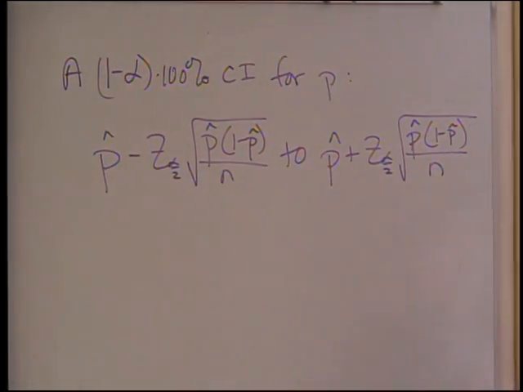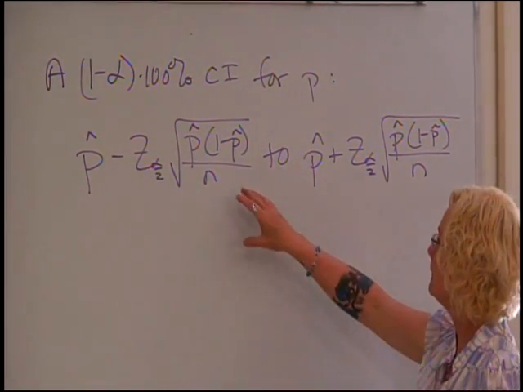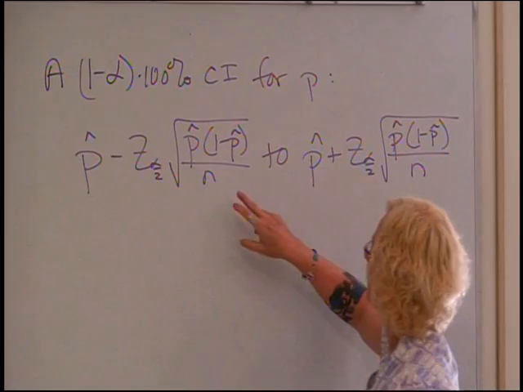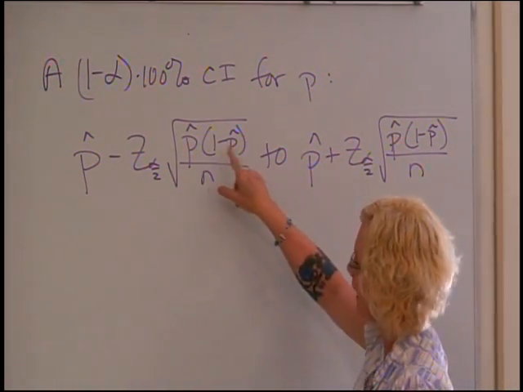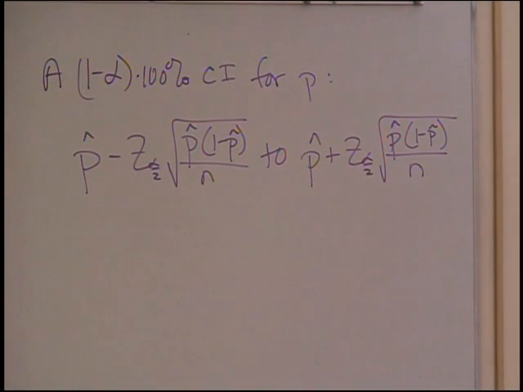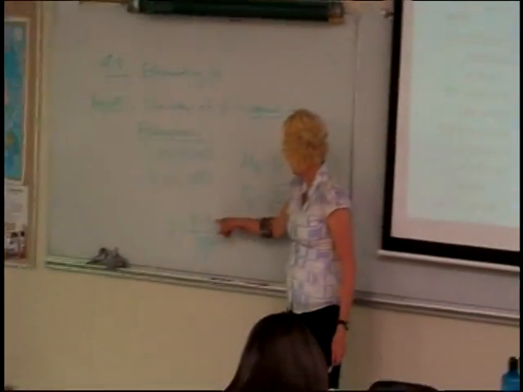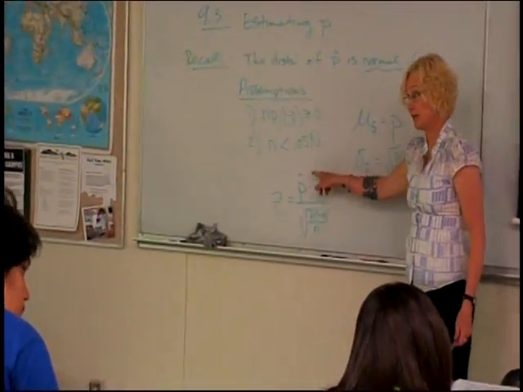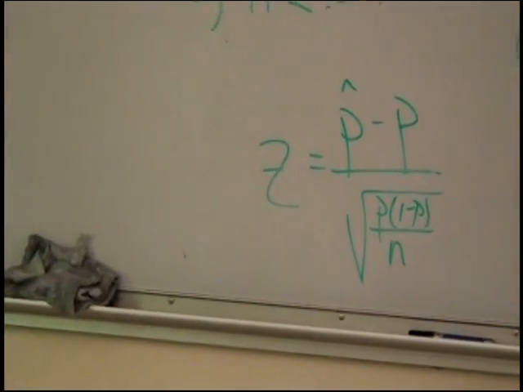So the standard error on p hat, if we're trying to estimate p, we use p hat to find the standard error. If we're standardizing p, the mean has to be given, so we use that value to find the standard error. It's more accurate.